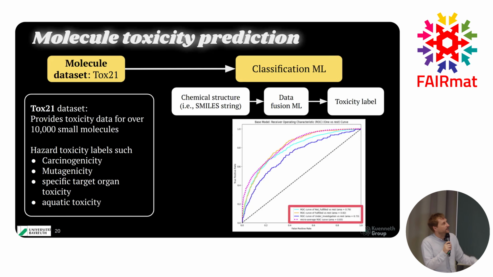It's a bit in the beginning, this project, but what we did here is that we first started with a molecule toxicity data set, which is called TOX21. Some of you might have heard about it. It's a data set of, I think, 10,000 small molecules, and tells you if this molecule is carcinogenic, mutagenic, or has any other toxicity, which is pretty interesting.